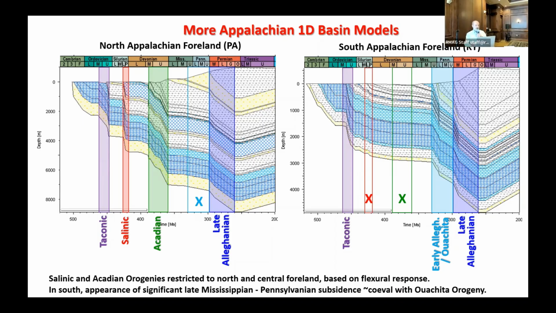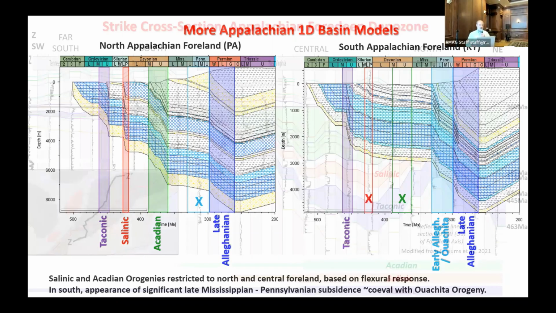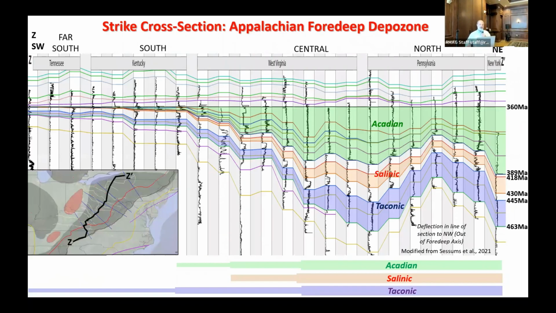And here's a cross-section from New York to Tennessee, and it just sort of more visually shows what the highfalutin Petromod model shows. It's really thick out here. These three orogenies, Taconic, Salinic, Acadian, and basically the Salinic and Acadian section is virtually absent to the south.